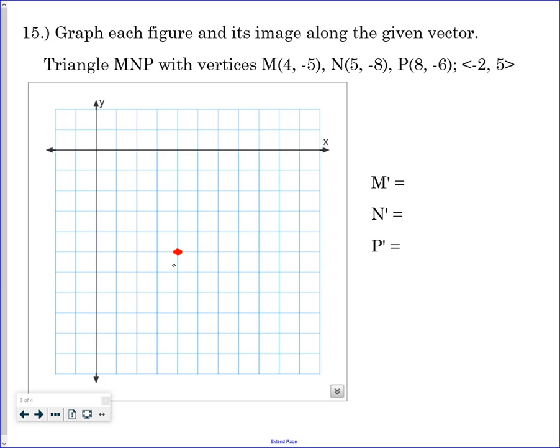M. N is at 5, negative 8, so 1, 2, 3, 4, 5, then 1, 2, 3, 4, 5, 6, 7, 8. And P is at 8, negative 6, 1, 2, 3, 4, 5, 6, 7, 8, then 1, 2, 3, 4, 5, 6. Connect the dots the best you can. And we have a triangle. Everybody's fine with graphing, okay?